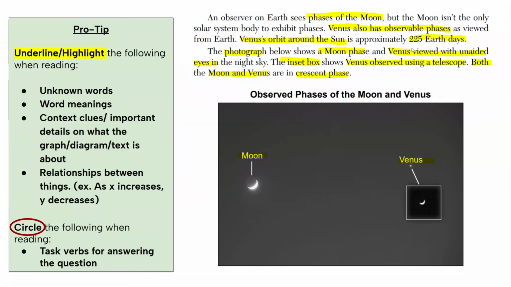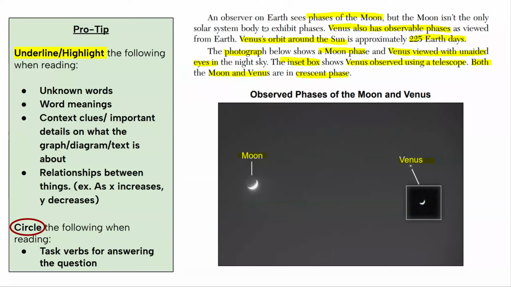Okay, so looking back, the moon and Venus are both viewed with the unaided eye. You're not using a telescope, but this box itself is showing me what Venus looks like with a telescope. These are without a telescope. Okay. And then both moon and Venus, so I'm highlighting both moon and Venus, seems to be a relationship, are in the crescent phase. I'm going to highlight that. So the shape must be the crescent phase.